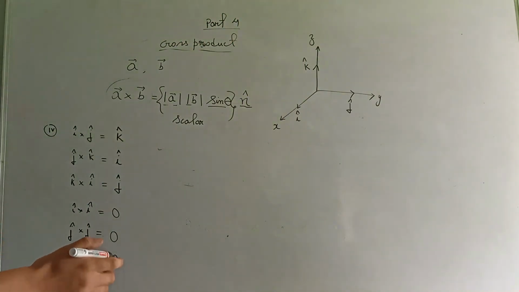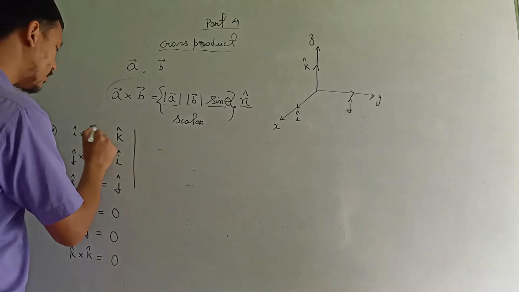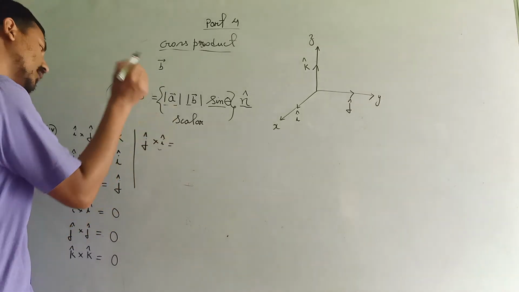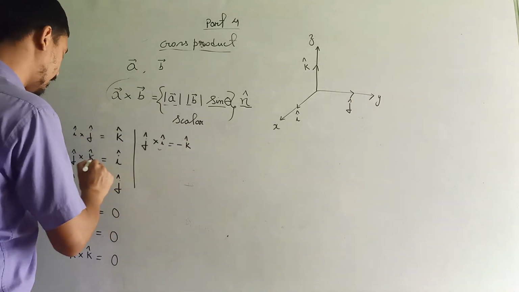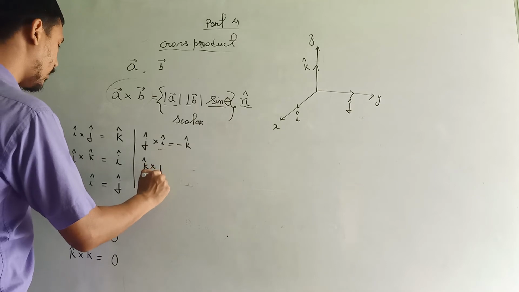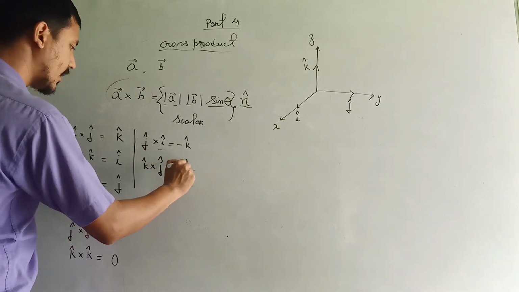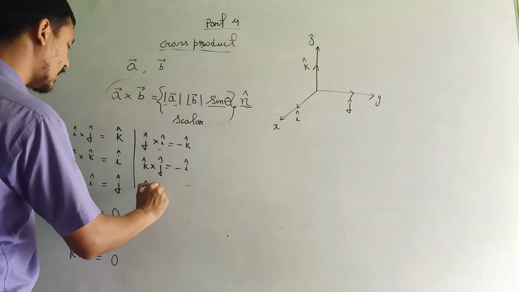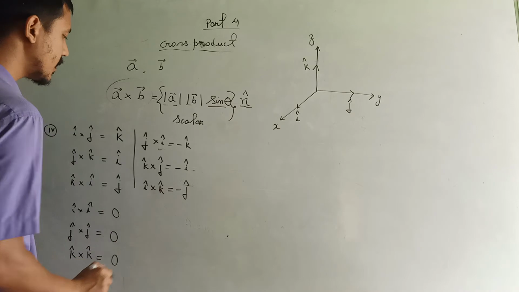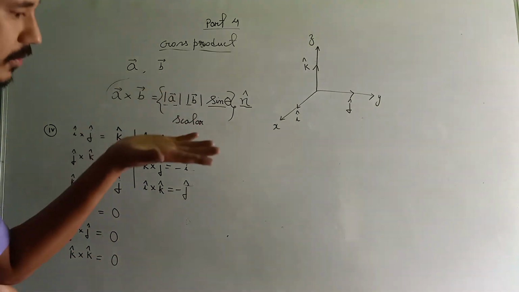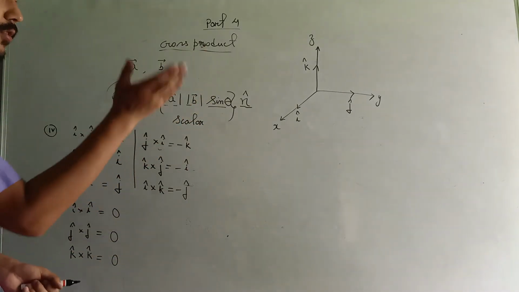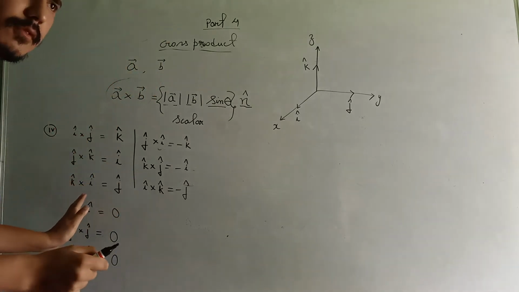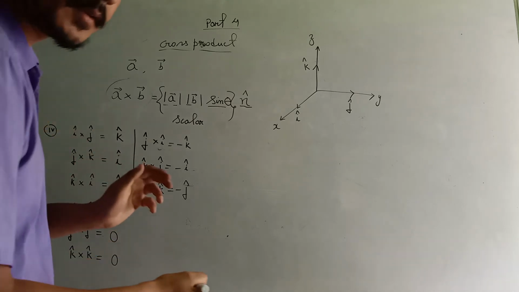Okay. But if you take the reverse order, j cross i will now be perpendicular inwards, minus k cap. If you take k cross j, then minus i cap. If you take i cross k, then it will be minus j cap. But see, in examination, you need to place your palm here and there. You have to curl your finger here and there, and check the thumb, right? Which becomes very difficult for you. I have one trick. Okay?